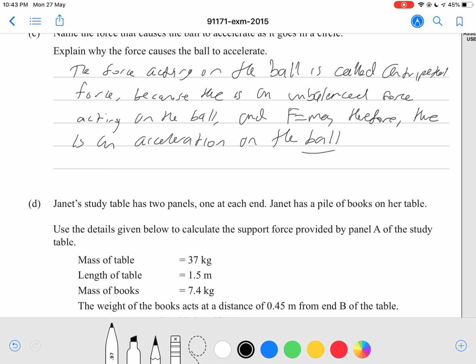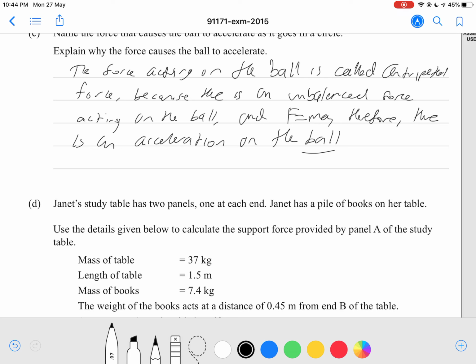Okay, so basically you're going to say that there's a force acting on the ball and it's called centripetal force, okay? And because there's an unbalanced force on the ball and F equals ma, therefore there is an acceleration of the ball, because F equals ma, and there's a mass on the ball, and there's an unbalanced force, so therefore there has to be an acceleration, okay?